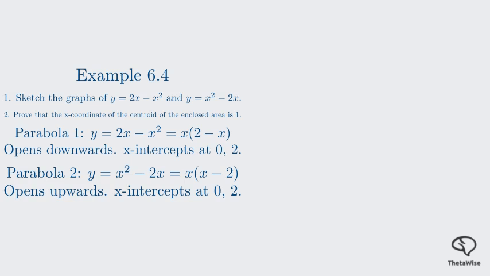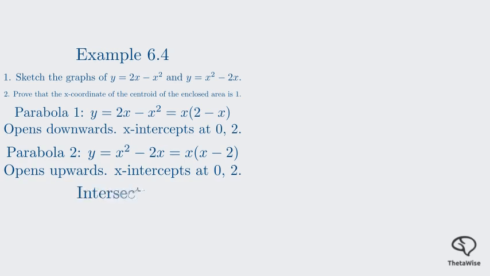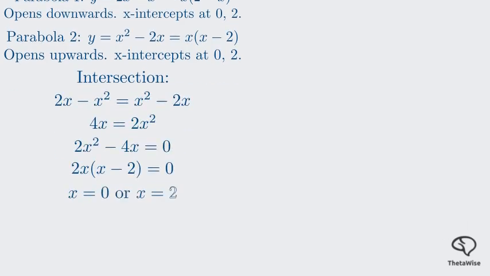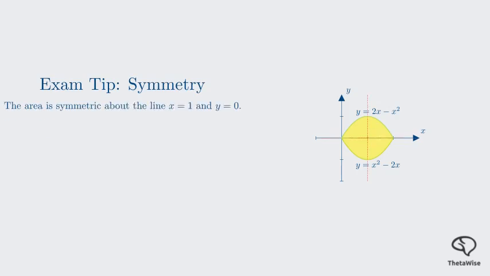Notice that the second parabola is just the negative of the first. Let's find their points of intersection by setting their y values equal. This confirms they intersect at x equals 0 and x equals 2. Now we can draw our sketch. The first parabola is the upper boundary of the enclosed area, and the second is the lower boundary. Before we calculate, let's observe the symmetry. The enclosed area is perfectly symmetrical about the vertical line x equals 1 and the horizontal line y equals 0. Due to this symmetry, we can deduce that the centroid must lie on both of these axes. Therefore, the centroid's coordinates are (1, 0).